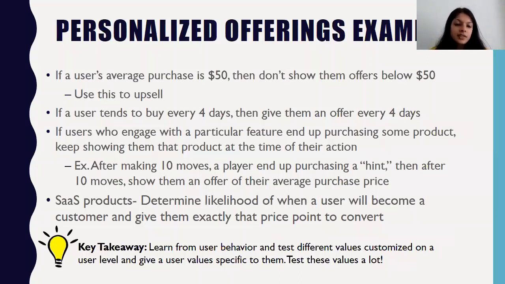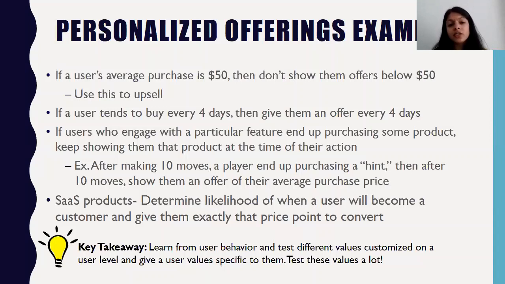So here are some examples that I want to give you. For example, if a user's average purchase in our game is $50 and they're always purchasing $50 packages, then we don't show them offers below $50. We use this information to upsell. So we may give them a special sale on an item that's actually $75 and see if they can convert at that price point. And by doing this, we can increase their user LTV.